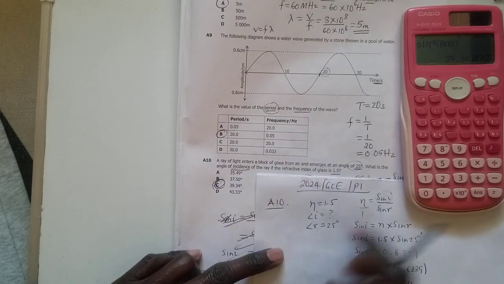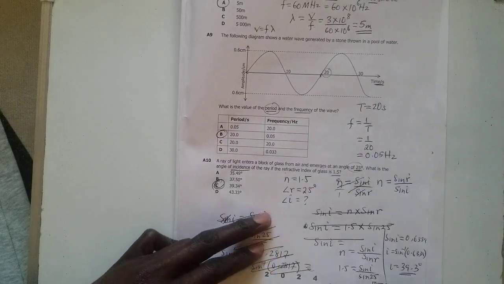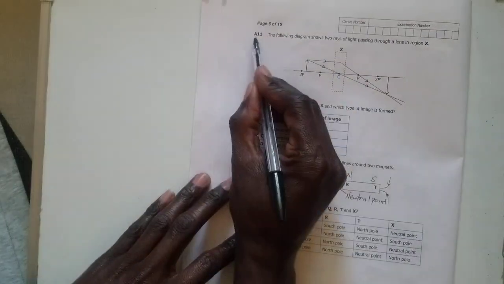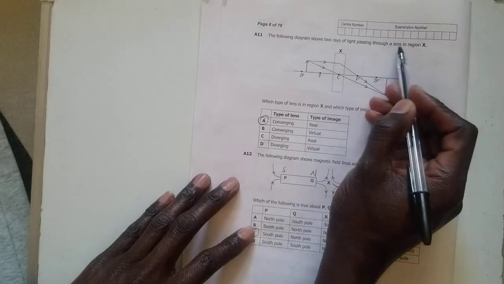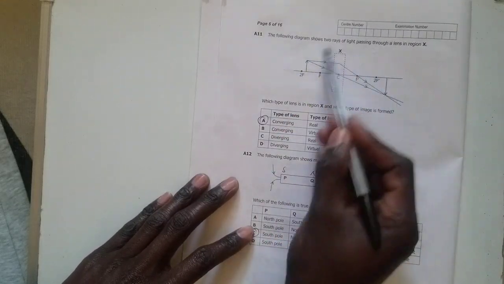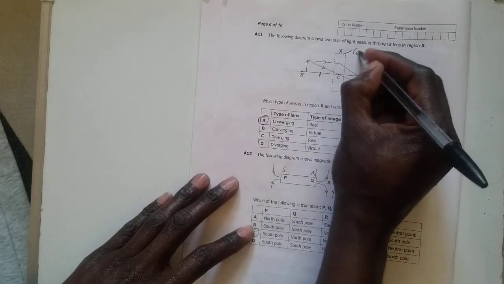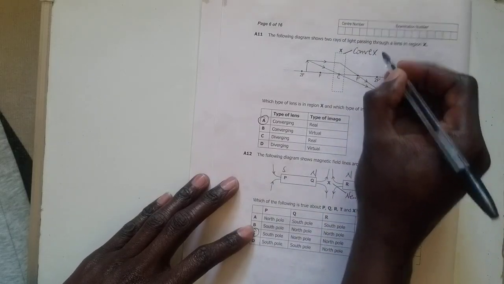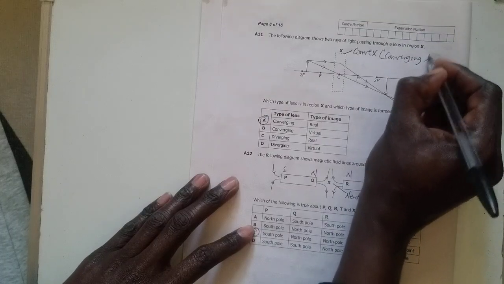Sorry, I covered it with a paper because there were a lot of markings there. Let's move on and try to see what we can do. A11 says the following diagram shows 2 rays of light passing through the lens in region X. Of course, the type of lens that produces such an image is a convex lens, so we expect to have a convex lens, which is also known as a converging lens.